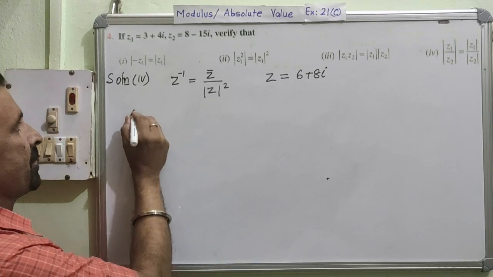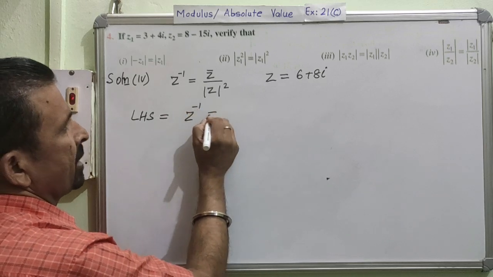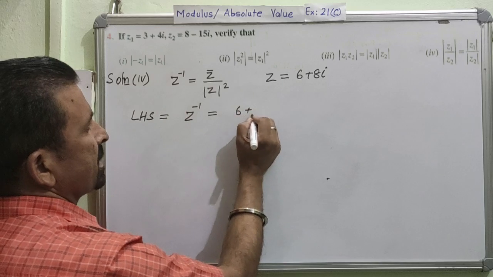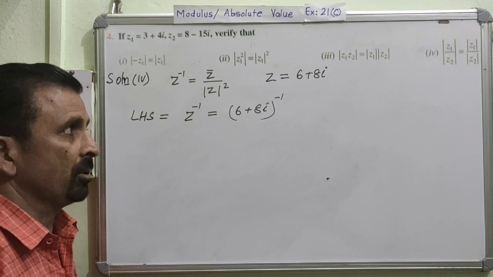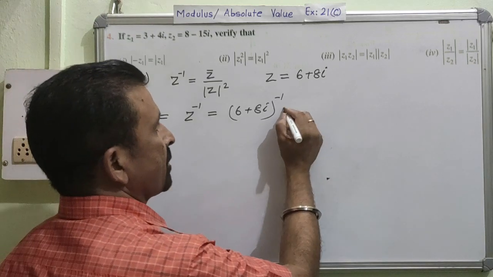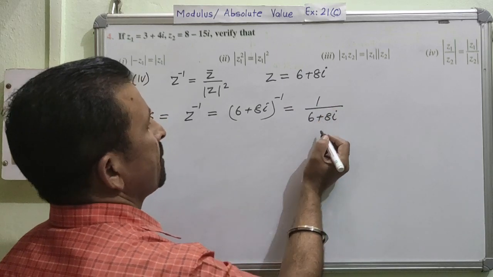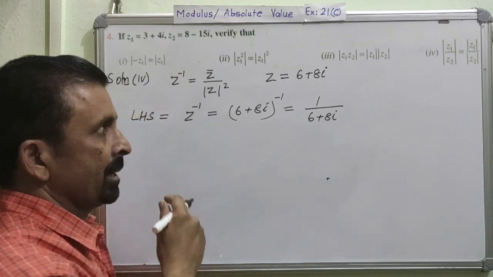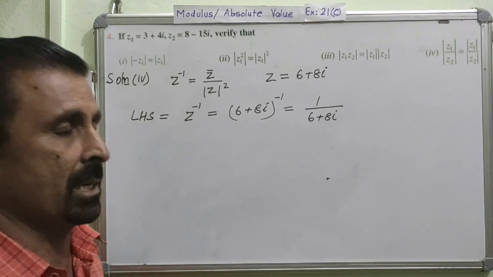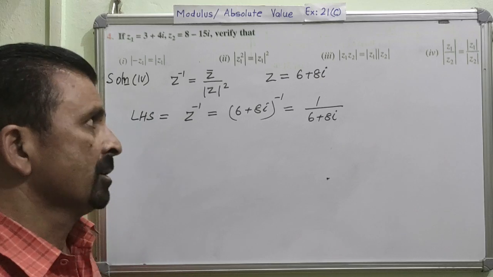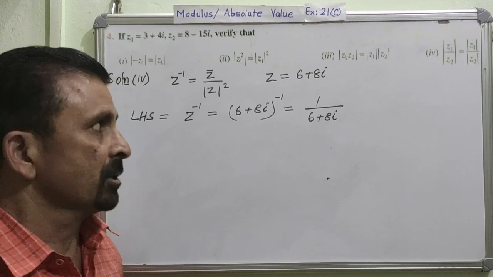So let us calculate the value of the left hand side. Left hand side is equal to z inverse, right? Z is 6 plus 8i, to the power minus 1. Here once again we can see the power is negative, so we will make the power positive. So for this we will take it down: 1 over 6 plus 8i, right? Is it okay? Now here the complex number is in the denominator. If a complex number is in the denominator, we need to rationalize it.